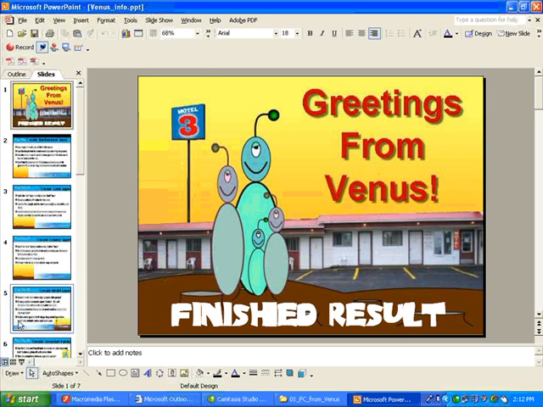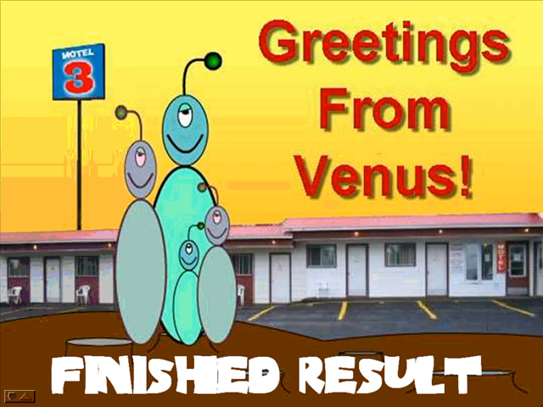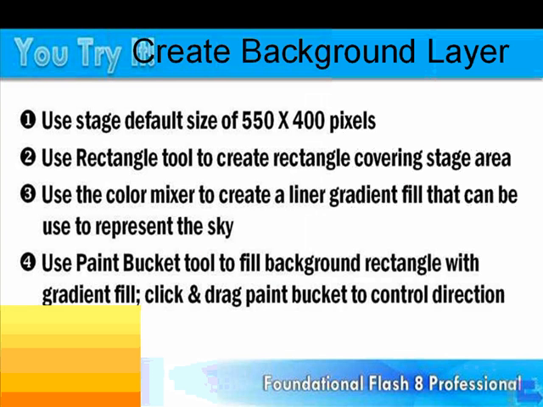This is our final result. You're going to end up making something along the lines of this in Flash. And here are the instructions. You're going to end up putting this together on this layer, a nice gradient effect for the planet Venus.